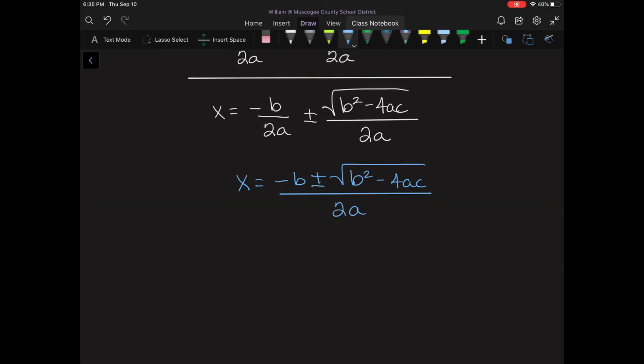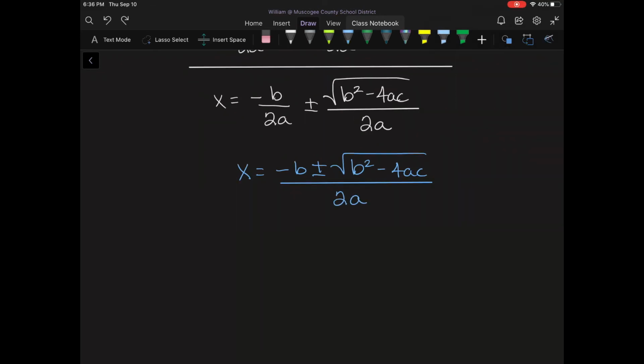And there we have it, ladies and gentlemen. When we complete the square with the standard form of a quadratic, it yields the quadratic formula.